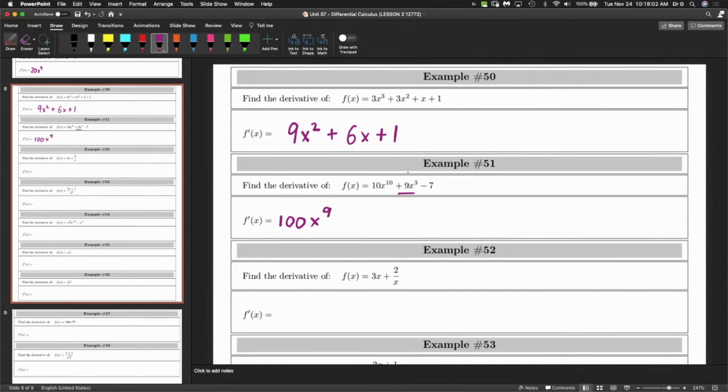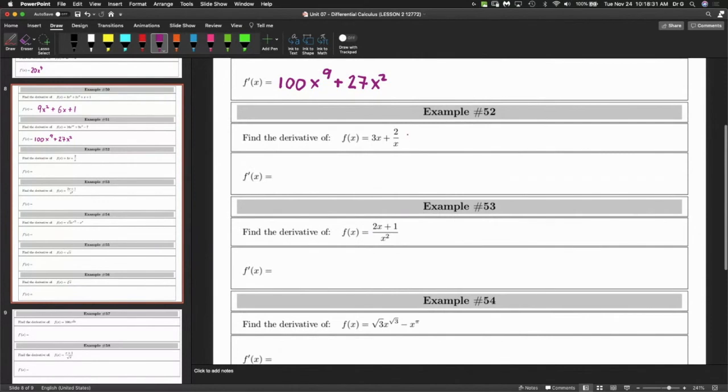And then over here, 9x cubed, we need to multiply the 9 by the 3 to get 27. And then decrease the exponent by 1 to get x squared. And then the derivative of negative 7 is just 0. We don't put a number there because it's constant. It doesn't change.